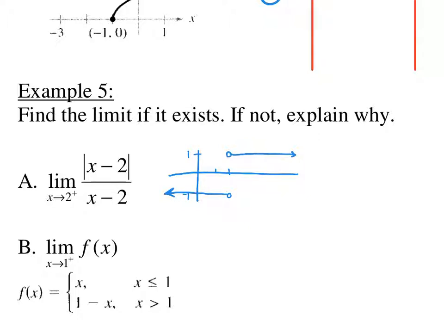So, now that we know what it looks like, what is our limit as x approaches 2 from the right? 1. It equals 1. Because we are actually approaching 1 as we come from the right.